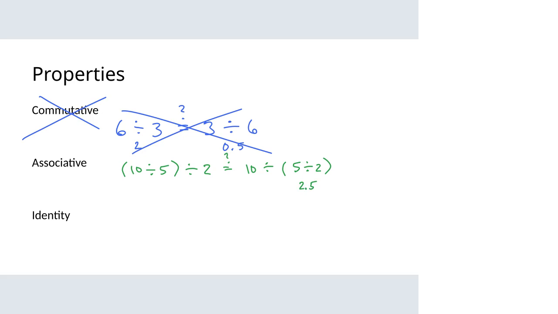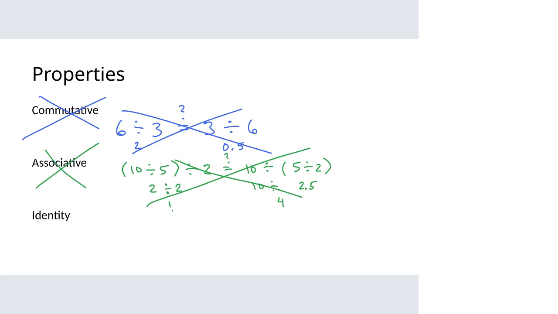All right, let's see. Since I started on the right-hand side, let's do that. So that would be 10 divided by 2.5, which would be 4. And on the left-hand side, 10 divided by 5 would be 2, divided by 2, and that's 1. Since 1 is not equal to 4, this doesn't work. All we need is one counterexample to show false. Associative does not work for division.